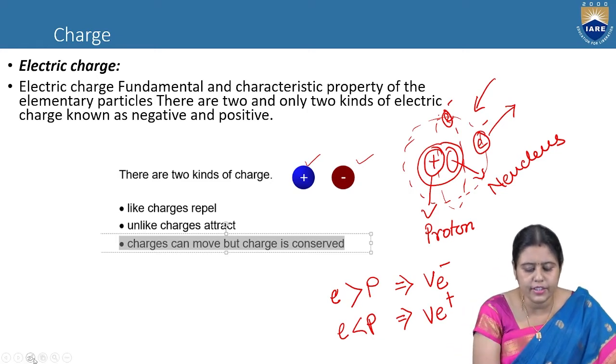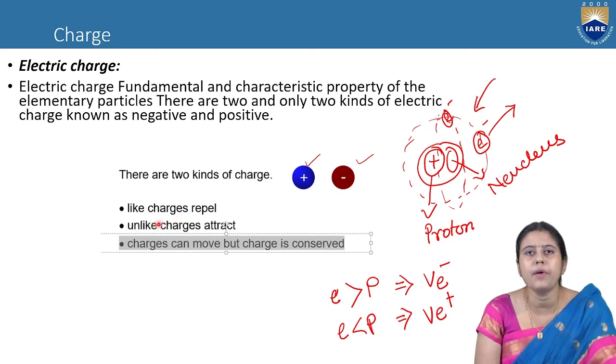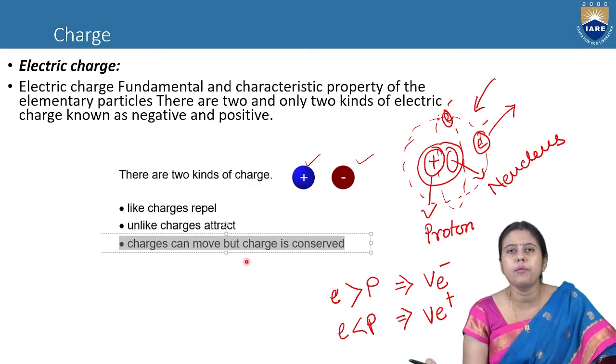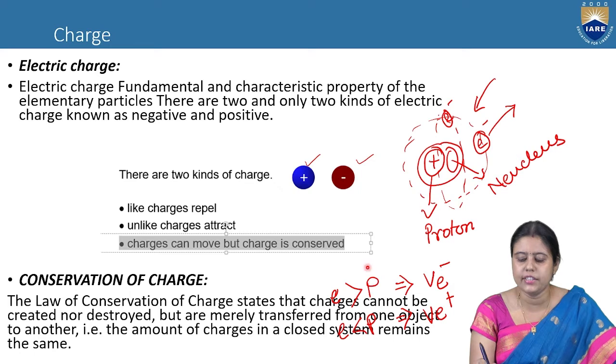Next, two important things. Like charges always repel. If both charges are positive or both are negative and they are nearby, like charges always repel, and unlike charges always attract. These two are the basic properties of charge. And charge can move but charge is conserved. What does it mean? We can move charge from one point to another point, but the total amount of charge is always constant. And from here we get the conservation of charge.